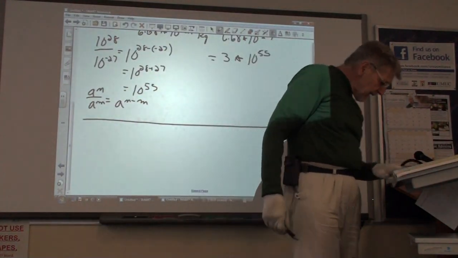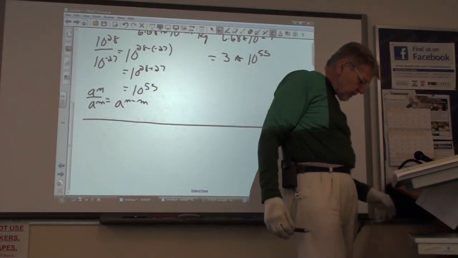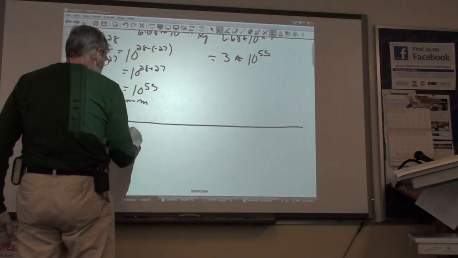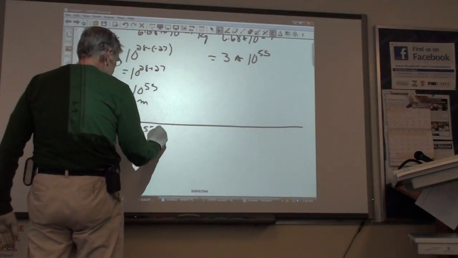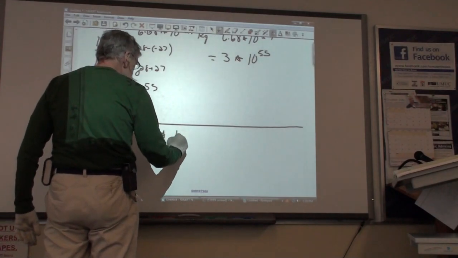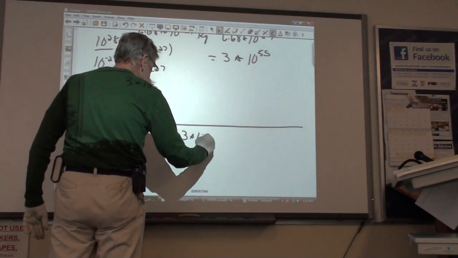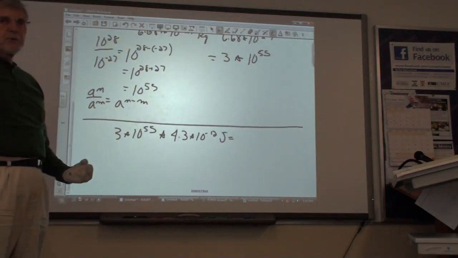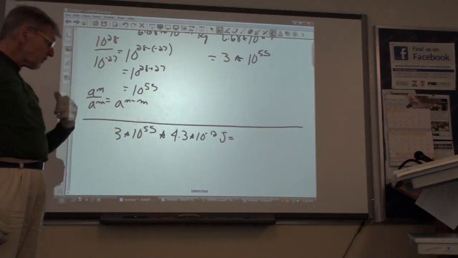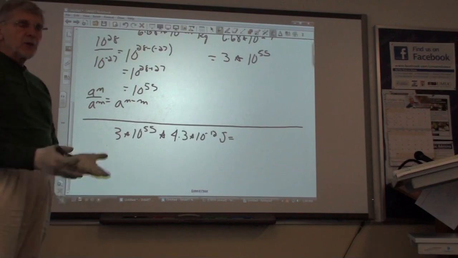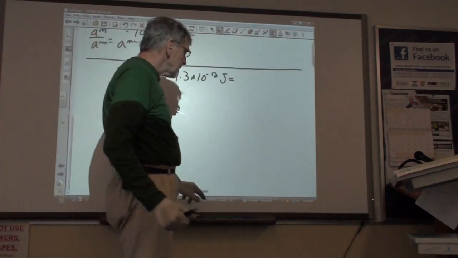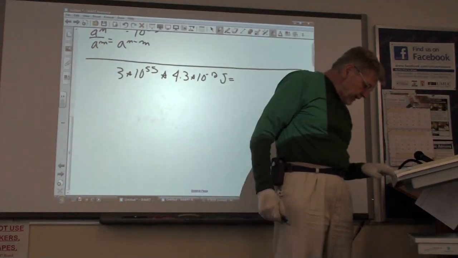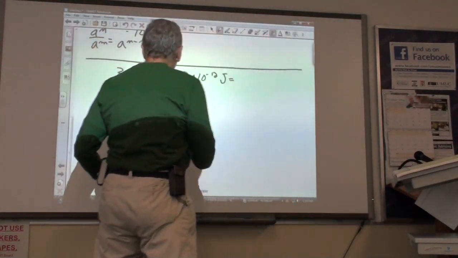Now each pp reaction releases a certain amount of energy. So we have 3 times 10 to the 55th reactions, and each one releases 4.3 times 10 to the minus 12 joules. So this is the amount of joules that's going to be available when 10% of the core is totally converted into helium. So we do this arithmetic, 3 times 4.3 is right around 13.